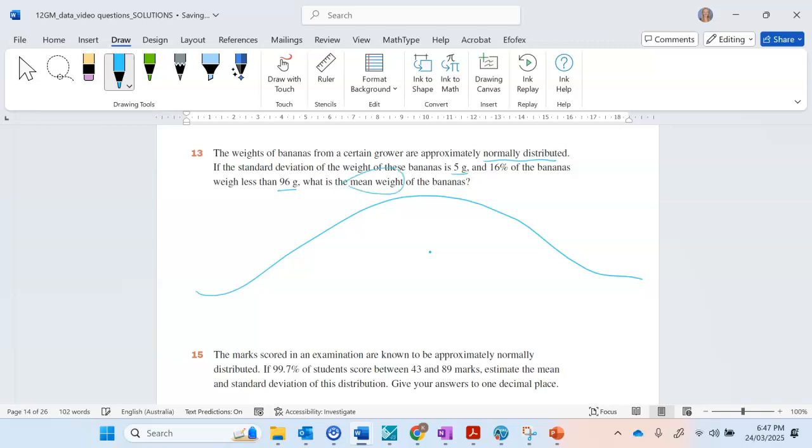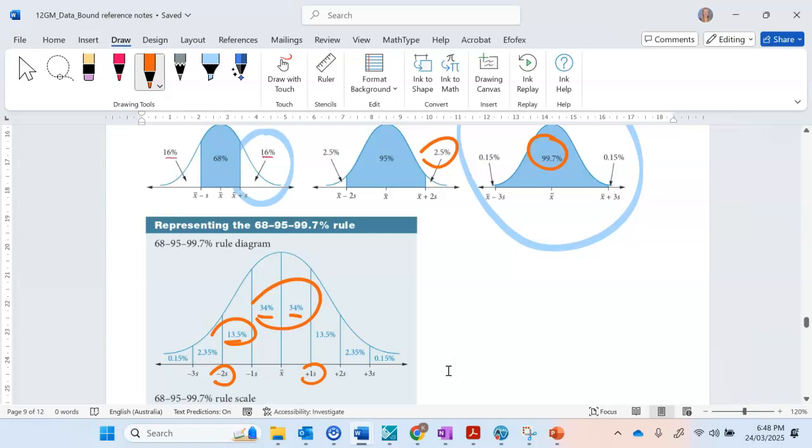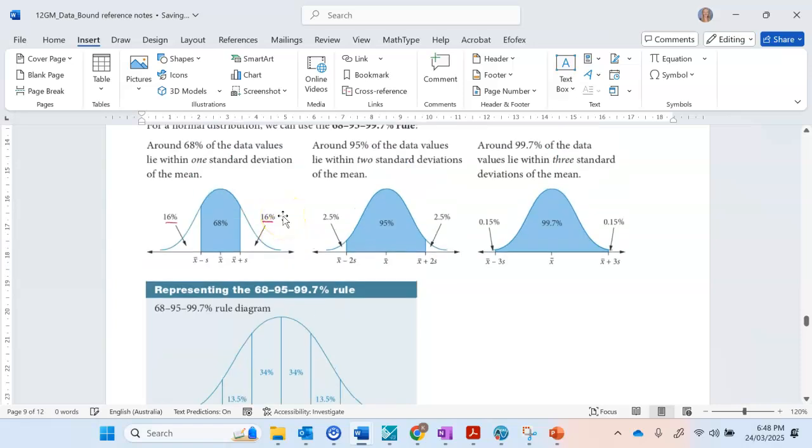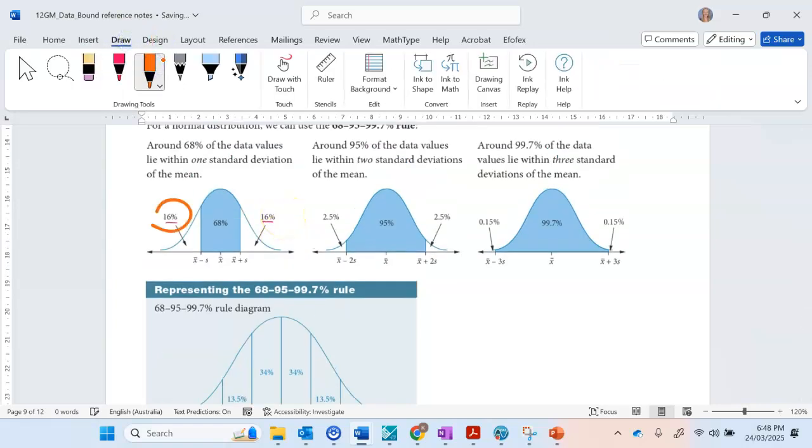What is the mean? So this time we're kind of having to work backwards. It's not telling us what the mean is. So the mean is in the middle, but we've got to use the knowledge that 5 grams is your standard deviation. And we know that 16% weigh less than 96 grams. So if I go back to my notes, let's have a look where we can see 16%. Let's just get rid of some of this scribble so we don't get distracted. All right, so here is a 16 and here is a 16.